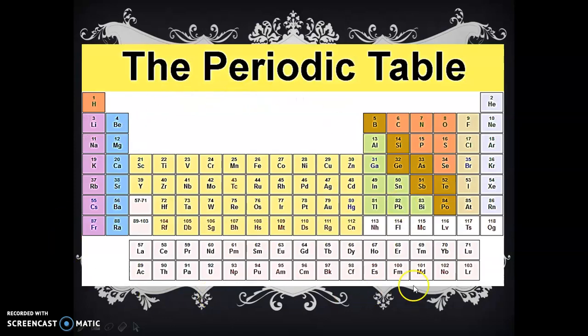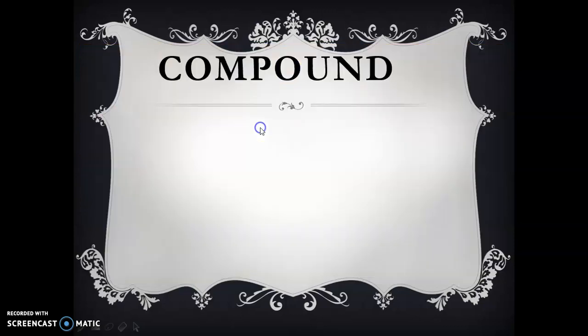The periodic table contains about 118 elements, each made up of one kind of atom only. These are the elements that we can find in the Earth's crust. So we have lithium, sodium, and so on. Each of these is an element.